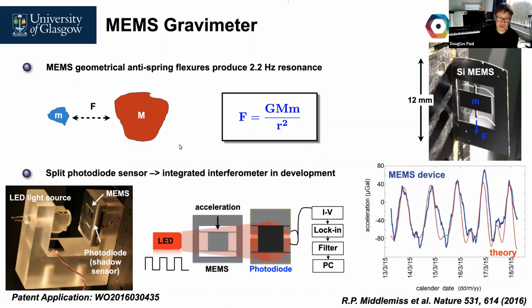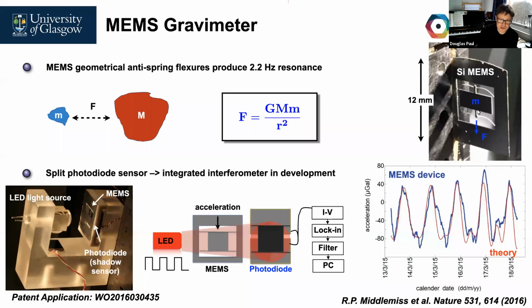And all we're talking about here is Newton's law of gravity. So if we have a big mass and a small mass, Newton said we've got a force between the two, and that force is given by big G, the gravitational constant, times the large mass, times the small mass, divided by the distance between the two masses squared.